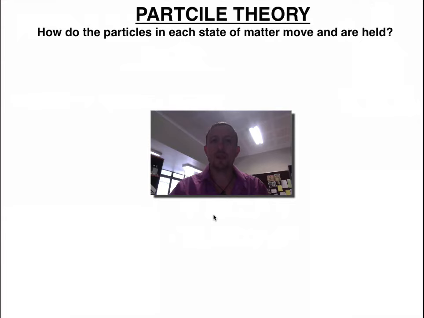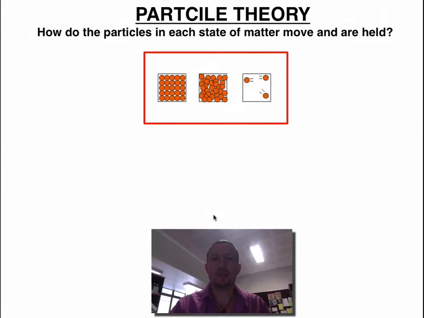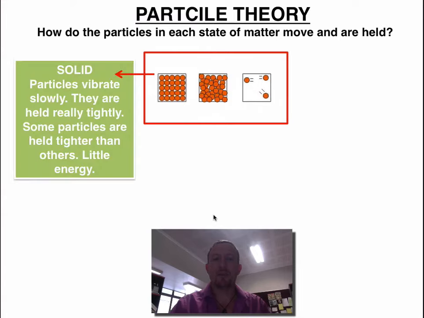So, in order to understand how material exists in solid, liquids and gases, we need to talk about the energy. The energy involved that is present in each particle. Now, these three pictures that you can see here demonstrate the three models that we've got. Now, the first one looks at a solid.